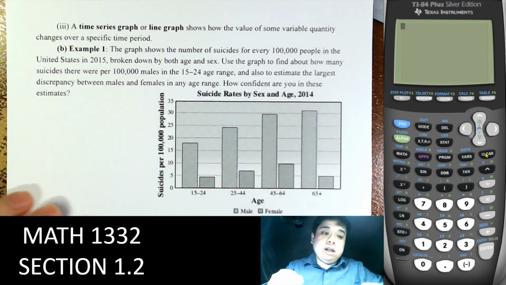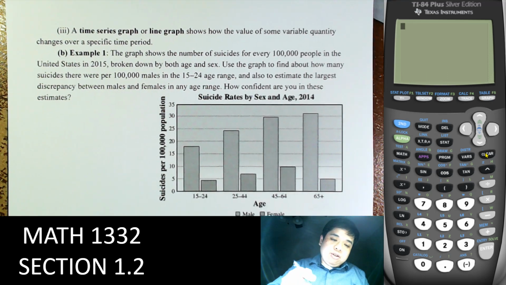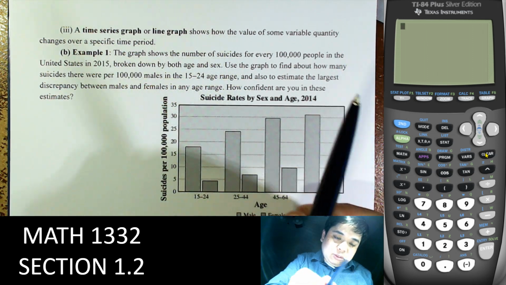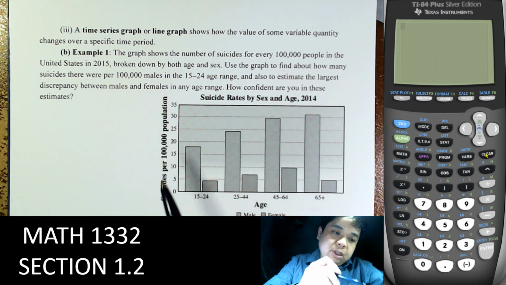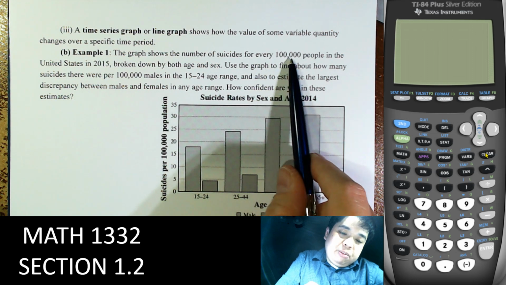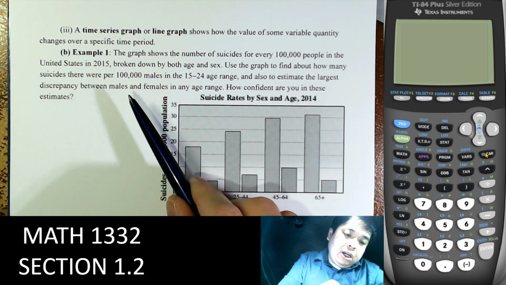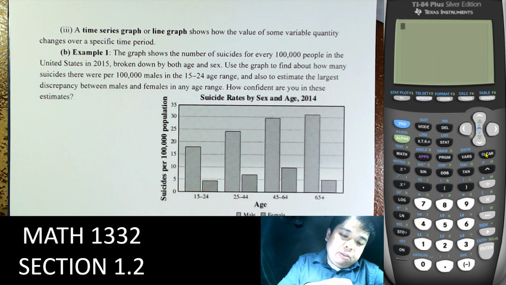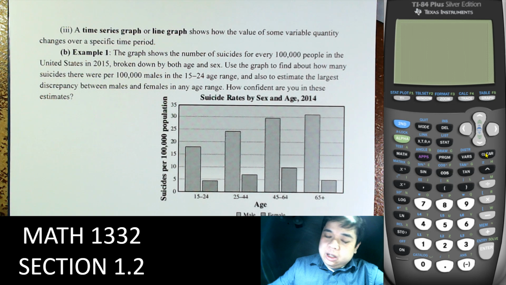Right, so let's look at some examples. The graph shows the number of suicides per 100,000 people, broken down into male and female. Sorry, the colors are kind of difficult to see, but let's see.